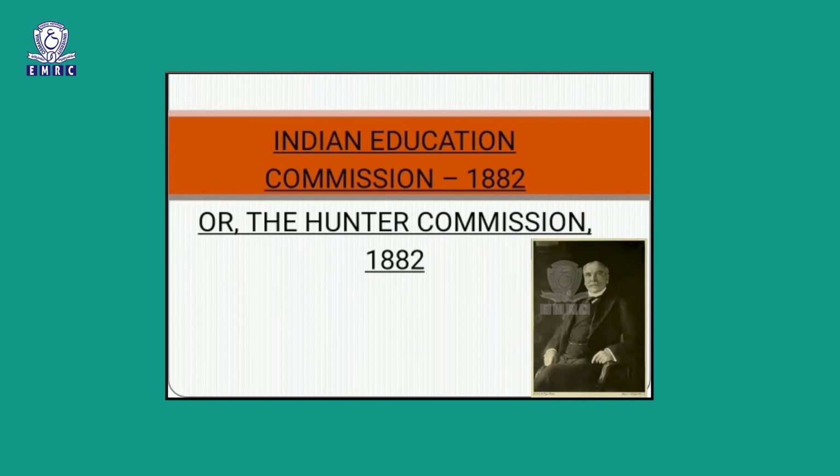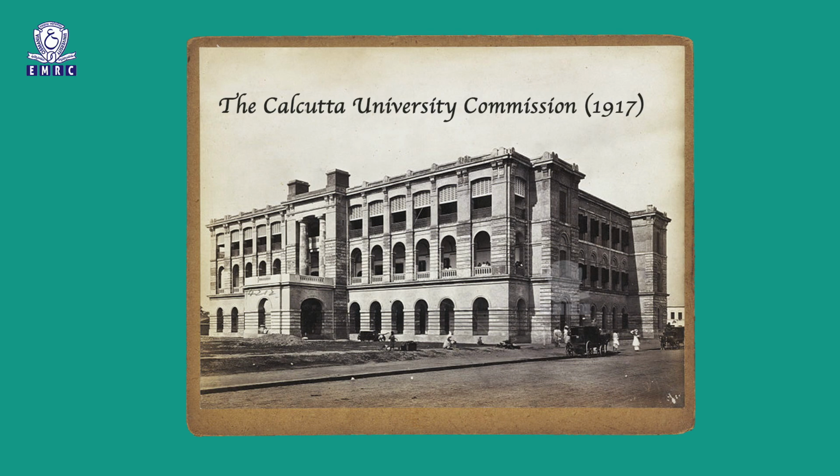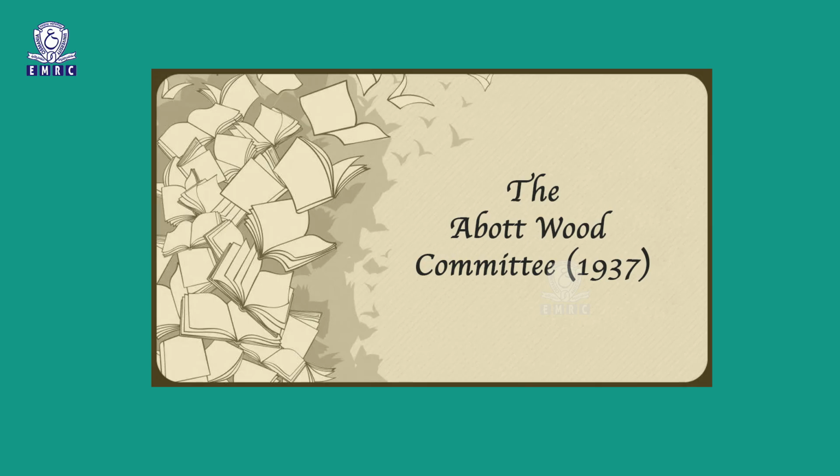The growth of the modern system of education in India may be traced back to the establishment of the British rule in India in the beginning of the 19th century. Since then, various commissions and committees were appointed from time to time during the British rule to find out the deficiency of the existing system and suggest improvements. Among these, some important ones were the Indian Education Commission 1882, the Universities Commission 1902, the Calcutta University Commission 1917 and Abbott Wood Committee 1937.